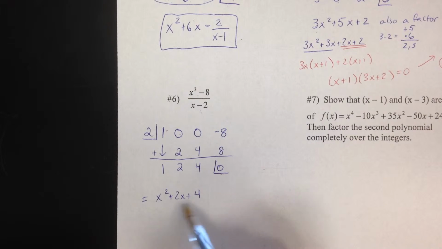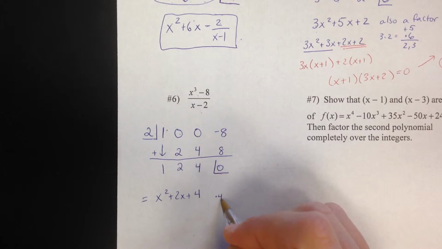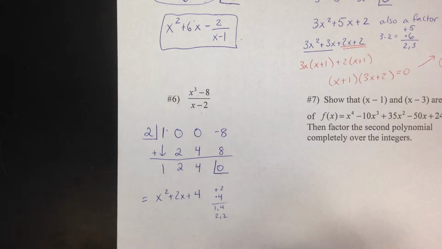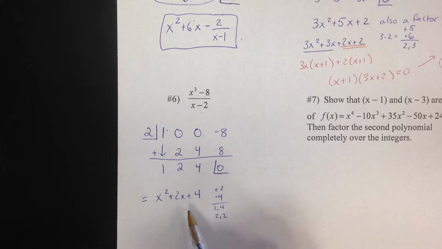Now, you might ask yourself, can you factor that? Can you think of two numbers that multiply to 4 and add up to 2? And the answer to that is no. Nothing is going to work for that. 1 and 4 doesn't work. 2 and 2 doesn't work. So we can't factor this anymore.